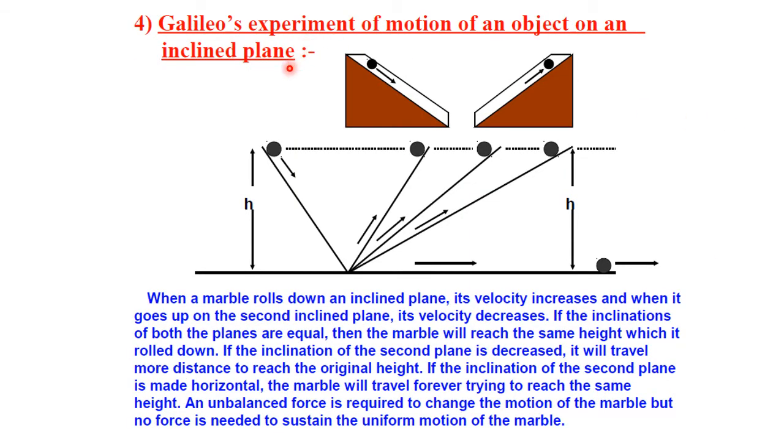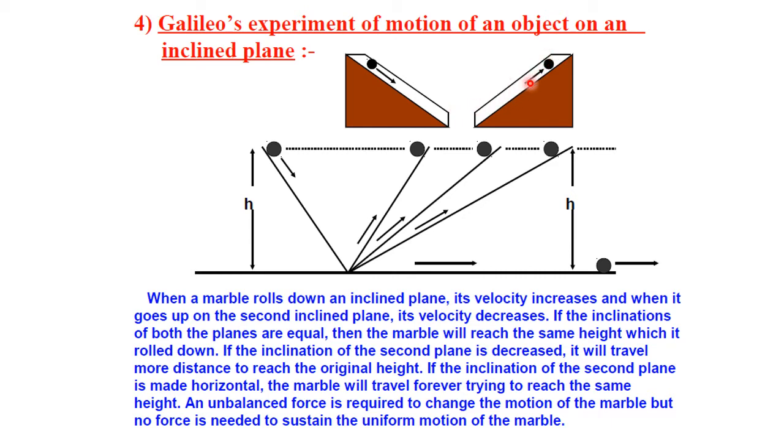So there is an experiment explained over here, called Galileo's experiment of motion of an object on an inclined plane. What they have done is roll down a marble from the inclined plane. Okay, they are rolling the marble from this inclined plane. Its velocity increases when it is rolled down from above.